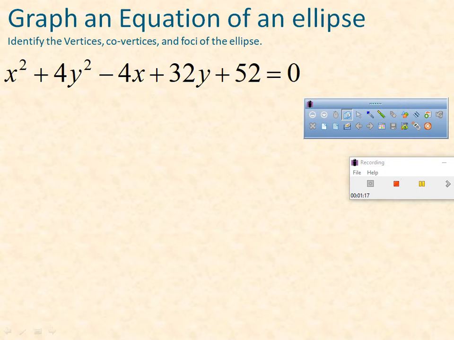Now, here's the thing, though. I can automatically tell that this is an ellipse because of 2 things. First of all, my x squared and my y squared are both squared, so that lets me know that it's a circle or an ellipse. The reason I know it's an ellipse and not a circle is because the coefficients in front of the x squared and the y squared are different. The understood number in front of x squared is a 1, and in front of y squared is a 4. Because those coefficients are different, it is an ellipse and not a circle.